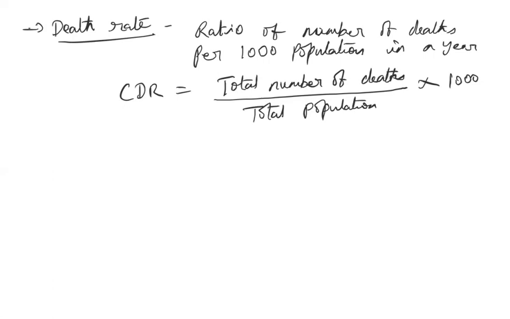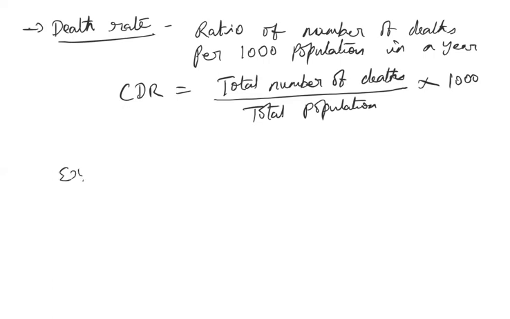So based on this, you will get the birth rate and death rate per 1000 in a particular locality, in a particular country, in a particular state. And the difference between the birth and the death rate will be the growth rate of population. Okay, so let us take a small numerical example.